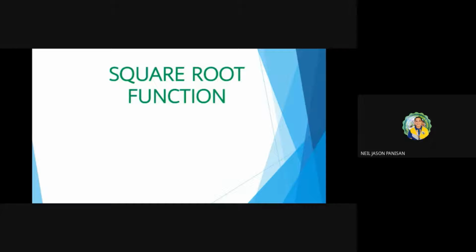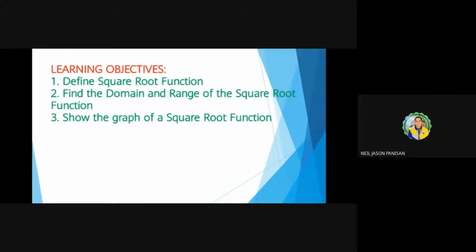What is a square root function? So before anything else, we have the learning objectives. First, define the square root function. Number two, find the domain and range of the square root function. And number three, show the graph of a square root function.